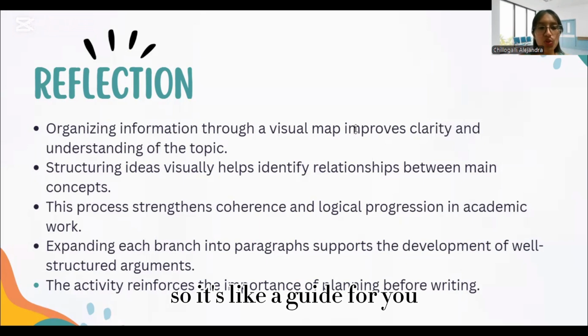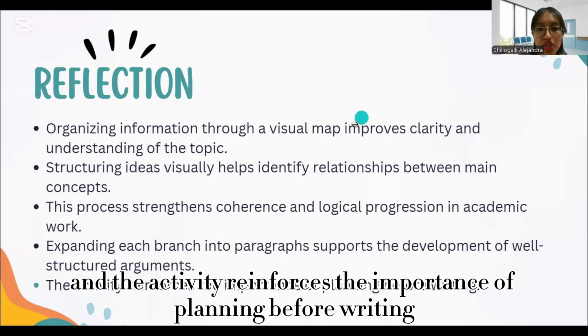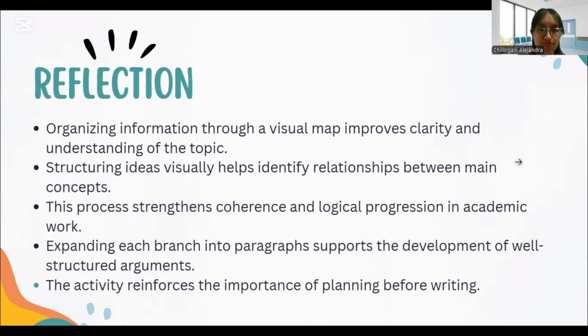So it's like a guide for you. And the activity reinforces the importance of planning before writing.